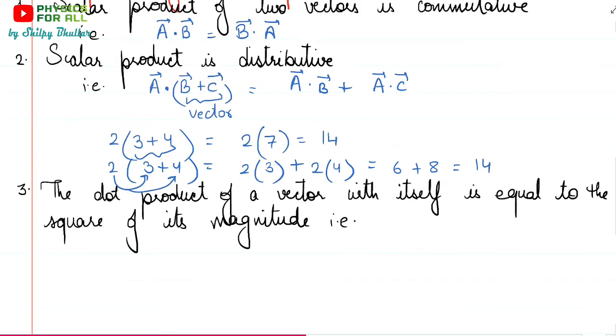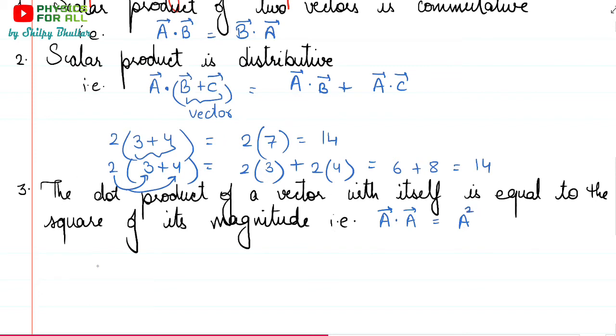The next property is that the dot product of a vector with itself is equal to the square of its magnitude. That means suppose we have a vector A and we are taking its dot product with A. The answer would be equal to the square of its magnitude. What is the magnitude? Usually for a vector we represent its magnitude by simply the letter itself. See, A with an arrow overhead is a vector, but simply A means magnitude. And here we say the dot product of a vector with itself is equal to the square of its magnitude.